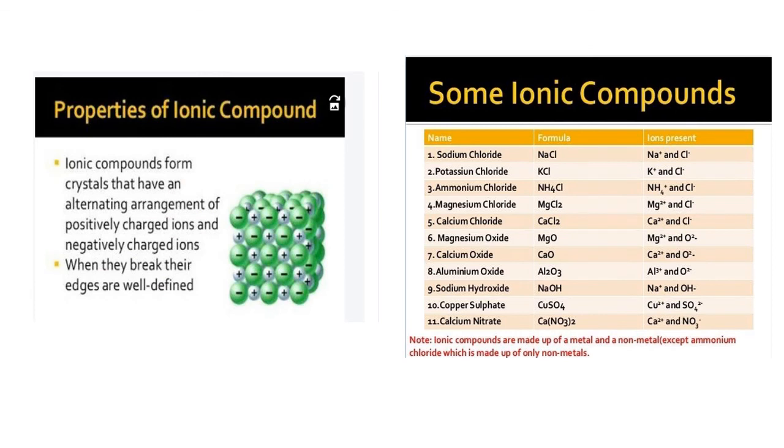This is how crystalline structure looks like. Ionic compounds form crystals that have alternate arrangement of positively charged ions and negatively charged ions. That's why when they break, their edges are well defined.